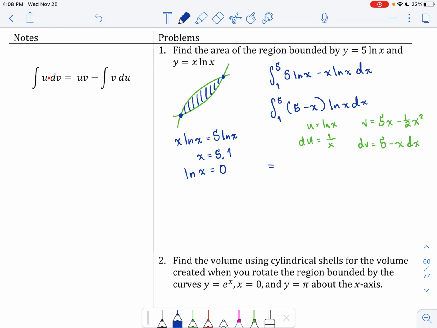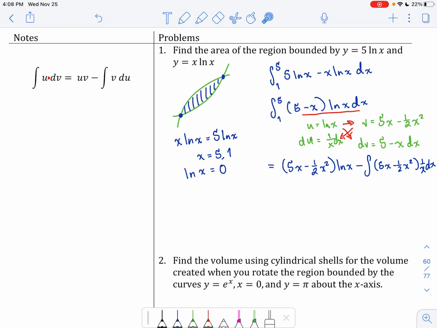So when I plug it in, I'm going to do it down here. We have our u dv, which is right there. That's equal to u times v. So in this case, 5x minus 1/2 x squared times ln of x minus the integral of v du. Oops, forgot my dx there. That's all right. So that's the integral of 5x minus 1/2 x squared times 1 over x dx.